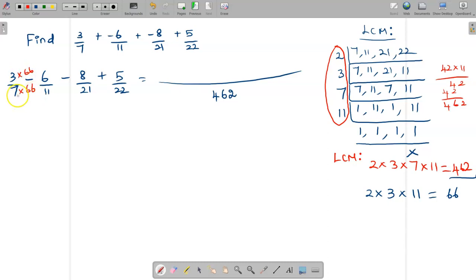So, 7 into 66 is nothing but 462. We will obtain the denominator, there is no issues. So, what will be there in the numerator for the first term? It should be 3 into 66. Okay. So, once we have determined that, we can write that value. So, 3 here it is, and what value we have determined? It is 66, that you have to write in the numerator. Similarly, find for other values.